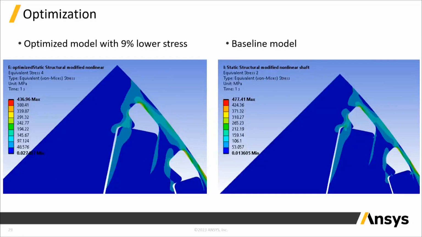And here shows the optimized model versus the baseline nonlinear model we saw before. With the optimized model, with a larger radius of the round here, we see about 9% lower stress in the structurally optimized model.